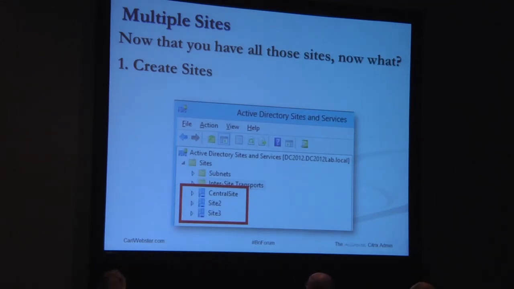So now that you have all those sites, now what? Well, you want to create all your sites. How many sites should you create? As many as you need, but as few as possible. The AD environment I'm going to work on next week has 35 sites. One of them has domain controllers. And they're not using DFS. They're not using SharePoint. They don't have any remote servers. There's nothing in any of the other 34 sites. So I don't know why they have the other 34 sites.